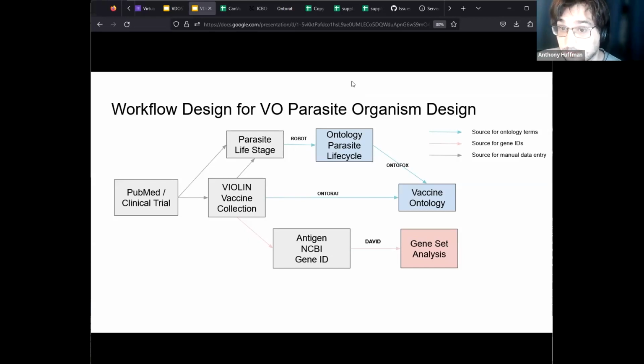From there, we imported some of the terms from OPL using Ontofox, and that's what we used after coming up with our actual modeling. We had a second workflow where we wanted to take a look at patterns for the actual gene sets that we found. After collecting all the vaccine data, we took any of the NCBI gene IDs we could, put them into DAVID, and then performed the gene set analysis.